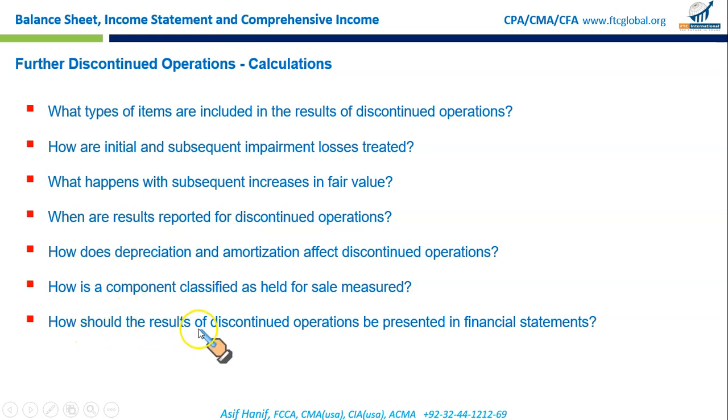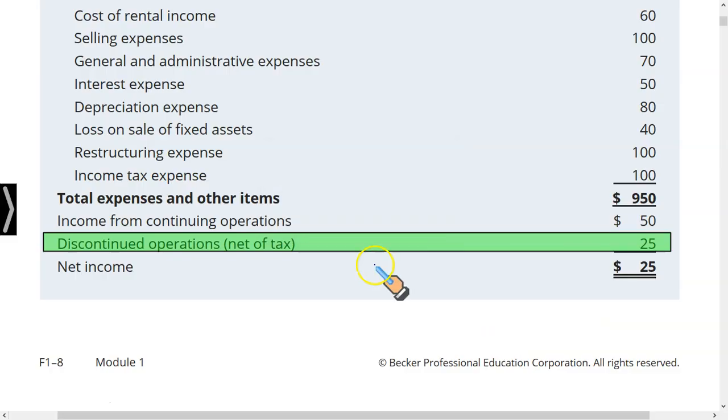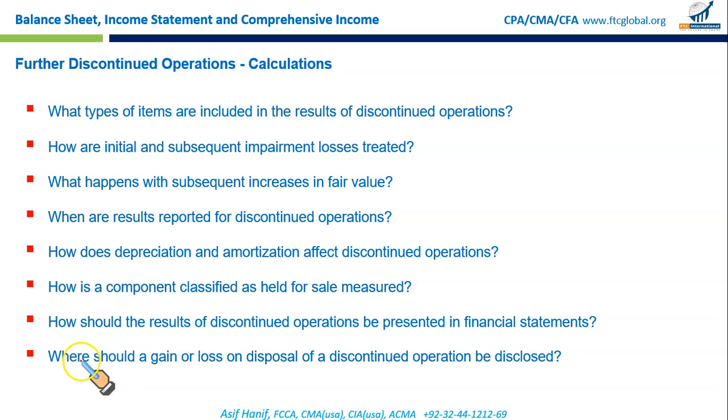Then it says, how should the result of a discontinued operation be presented in financial statements? Let me show you. This is it. The result of discontinued operations, net of tax, is reported as a separate component of income, and it has to be distinct from income from continuing operations. Then the question says, where should a gain or loss on disposal of a discontinued operation be disclosed? A gain or a loss on disposal should be disclosed either directly on the face of the income statement I showed you, or in the notes to financial statements.